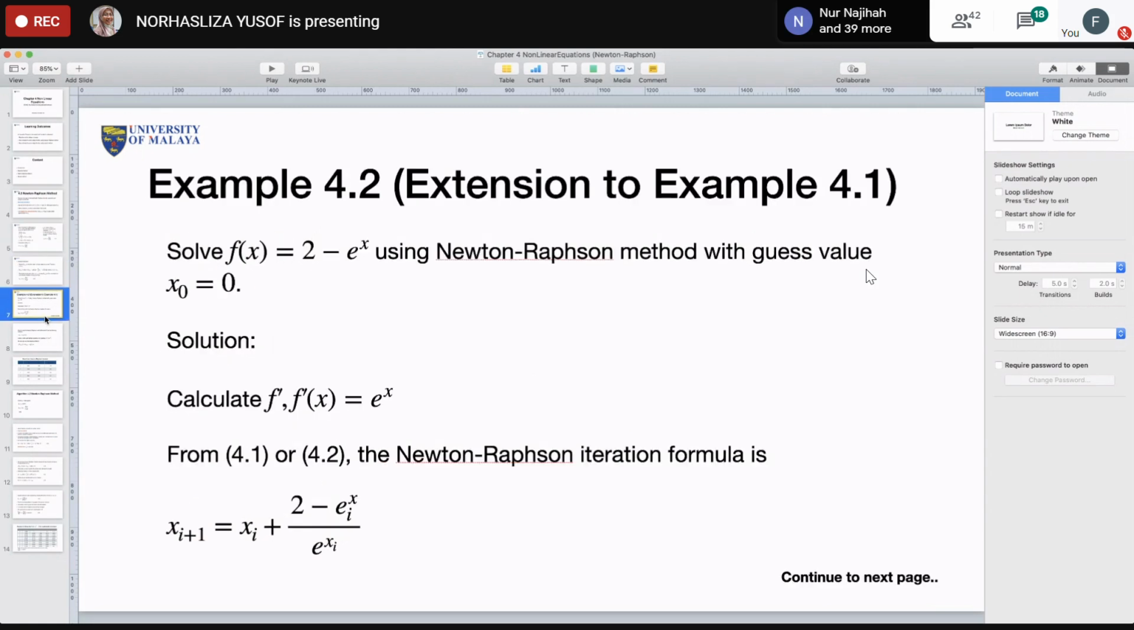Okay, so we're going to see example 4.2. Example 4.2 is just an extension of the same problem used for the bisection method, but now we are using the Newton-Raphson method.